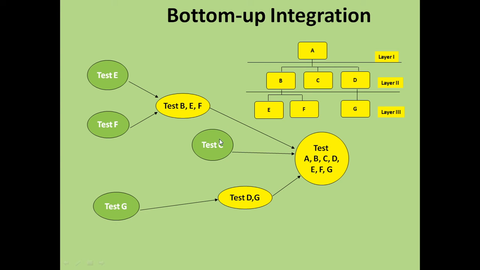Then similarly we test C. C is not calling any lower level layer 3 module, so we test C, and then test G independently, and then we test D and G together to see how D calls G and how the control goes back. And then further the BEF, C and DG are all tested together at the level of A, along with layer A. So first layer 3 was tested, EFG, then layer 2 was tested, that is BCD, and then A is tested along with the rest of them.